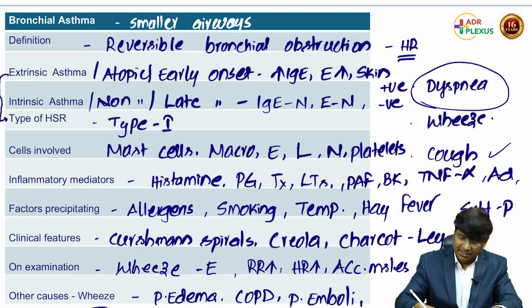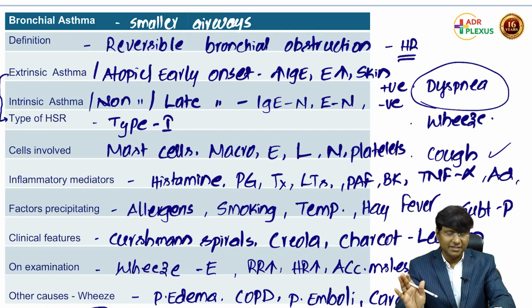right? Then carcinoid tumors, right? The carcinoid tumors. Okay, so these are the causes, and next important is the endobronchial lesions or endobronchial foreign body. Even these can cause the development of the wheeze.